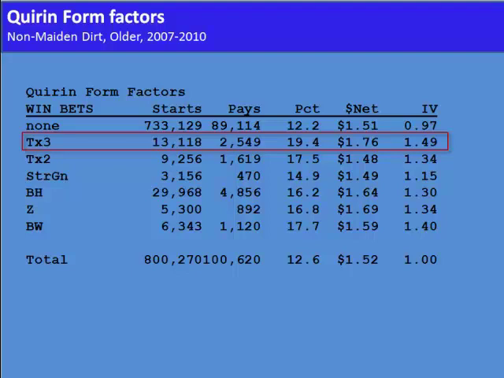So we're going to concentrate on TX3 because that shows the most hope. The rest of the others are either average, or a couple of them actually produce a below average dollar net, even though they all have good impact values. And the reason is, of course, it could be that a lot of people read the book.